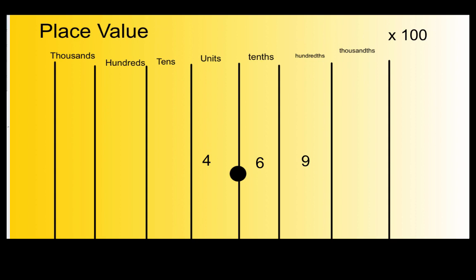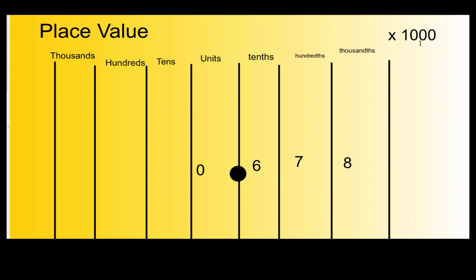Okay, what you should have done was move the 4 up twice, so the 4 goes like that, 1, 2, 6 goes 1, 2, the 9 goes 1, 2, and your answer should have been 469. Here's the last one for this section you're going to do by yourself.